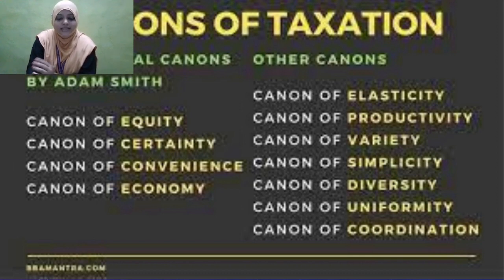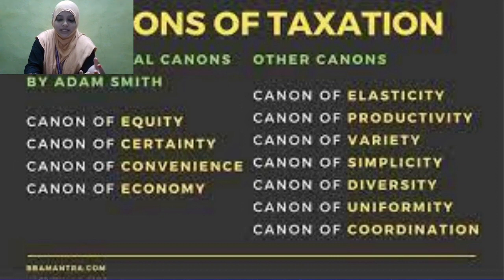Canon of convenience: the tax system should be convenient to taxpayers in terms of time of payment and mode of payment. Canon of economy recommends that the cost of collecting taxes should be as minimum as possible. Canon of elasticity means that the tax system can adjust as the demands of the government increase or decrease. Canon of productivity, also called canon of adequacy, means the tax system should be able to collect sufficient revenue.